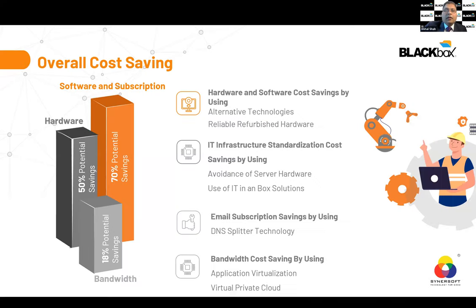So now we move to the summary part of it. What we have seen is that by making use of refurbished hardware and alternate software like WPS Office, Office Home, or Thunderbird, we can save huge cost on hardware and software. We can use IT in a box genre of products for standardizing IT and achieving the IT policy objectives. We can use application virtualization for saving bandwidth cost as well as hardware and software cost. We can use DNS splitter technology to reduce our email subscription cost year on year.